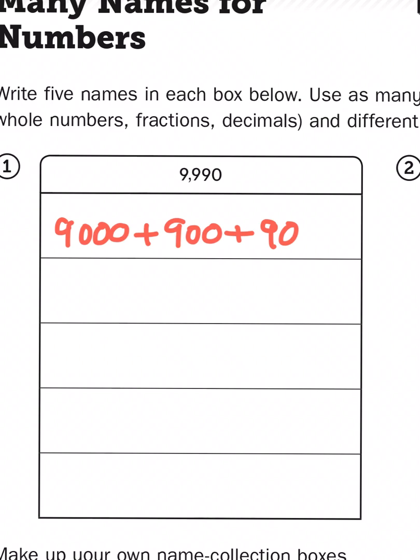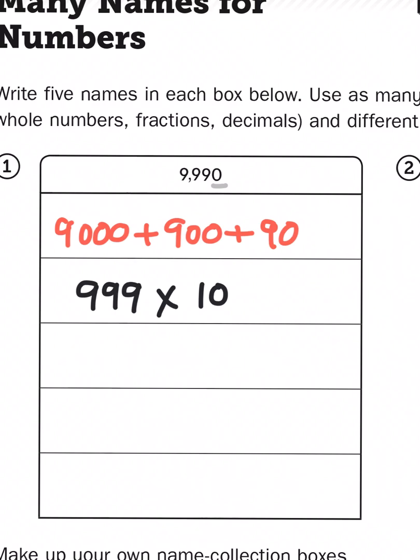Another way to think about that number is that it has a 0 at the end, which means it is a multiple of 10. So another way to think about this number is to think about it in terms of a multiplication problem. 9,990 is the product of 999 times 10. Now these are just 2 different ways that I can get to this number.